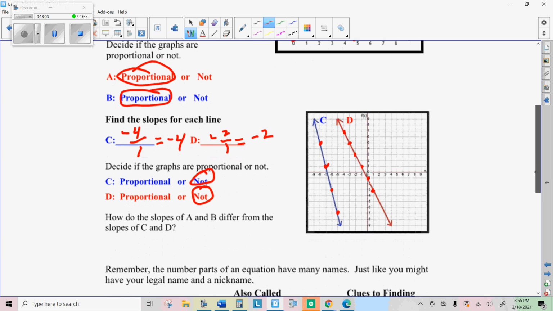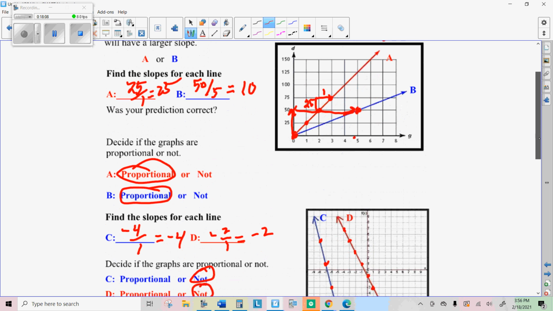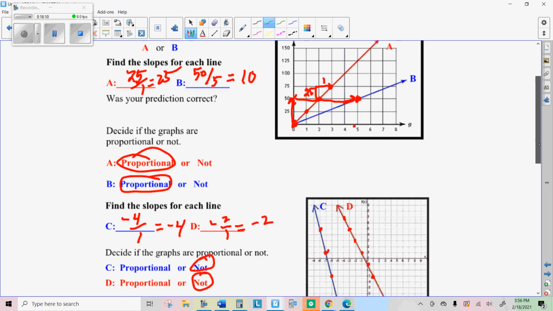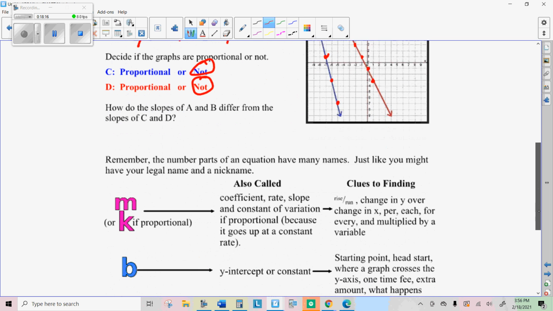All right, here's what I got for that. Notice that A and B had positive number slopes, and that's because they were going up and to the right. C and D have negative number slopes, and that's because they're going down as you go from left to right.